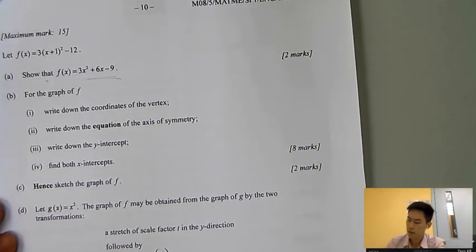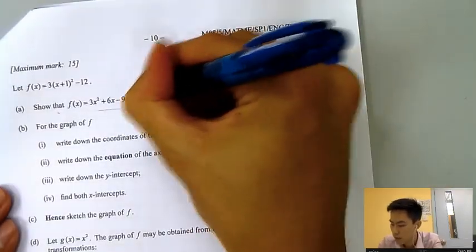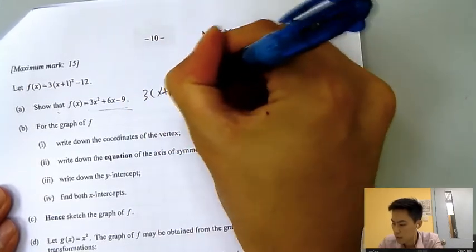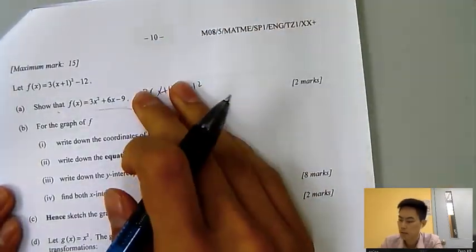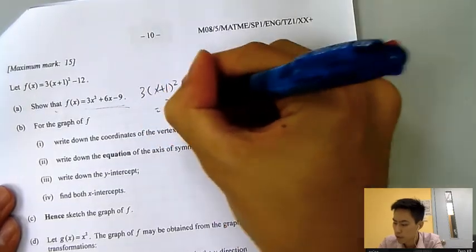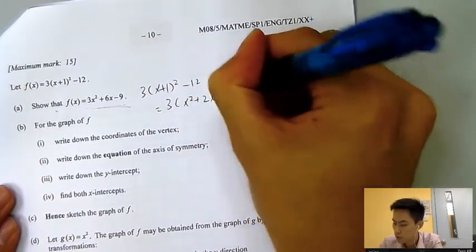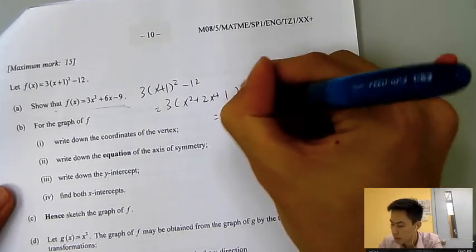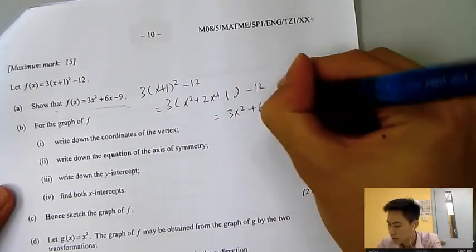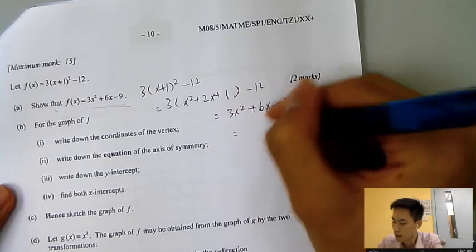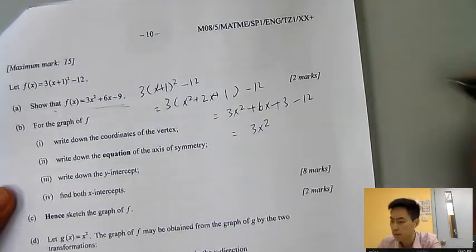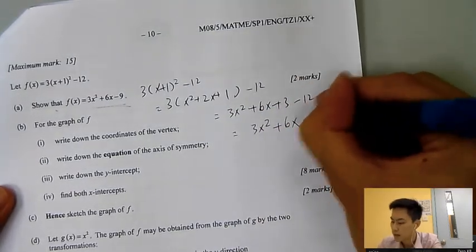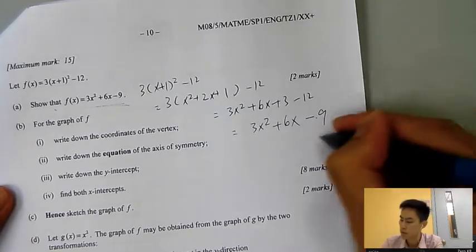Okay, so question A. Basically just 3(x plus 1) to the power of 2 minus 12, right? So I just expand the (x plus 1) squared. That will be 3(x squared plus 2x plus 1) and then minus 12, right? Okay, so that is equal to 3x squared plus 6x plus 3 minus 12. So the answer is 3x squared plus 6x minus 9, right? 3 minus 12, so that's easy.